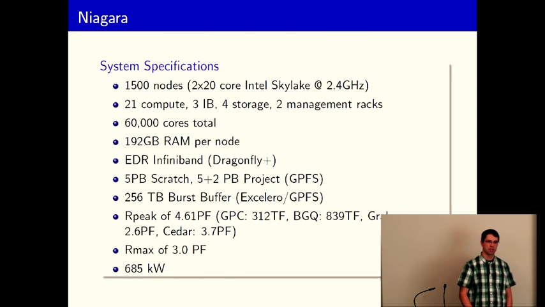So instead of 5 to 10 gigs a second, this one should be 60 to 90 gigs a second for the whole system. But it's a bigger system, so 60,000 cores too, right? So don't abuse the file system, but hopefully this will be better.